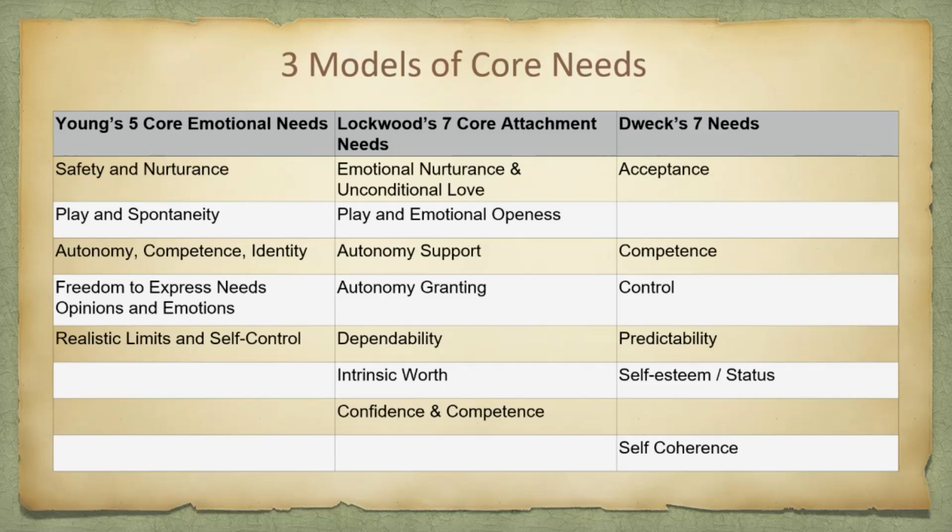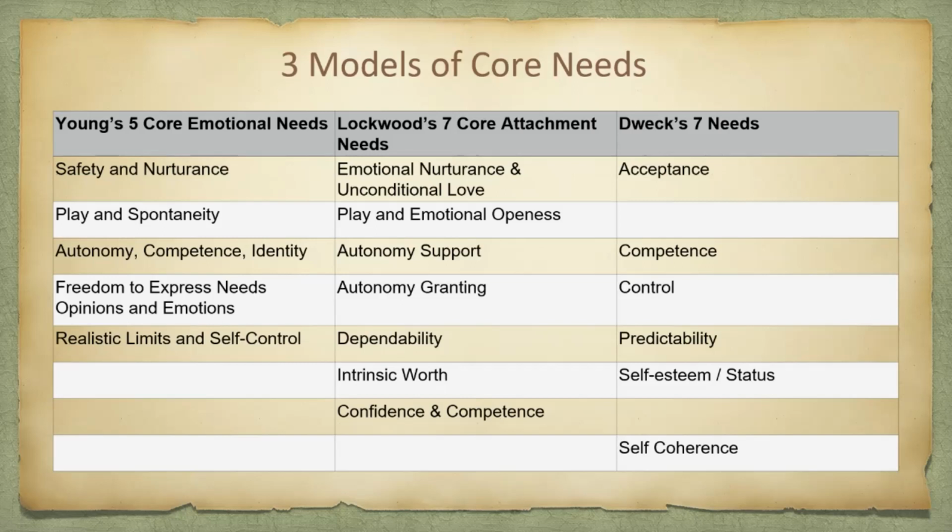Dependability: what we find in the research we did is that realistic limits and self-control come by way of a parent who is dependable, consistent, shows up on time, honors promises, and models dependability and realistic control, and then helps to internalize realistic limits. But it's focused on the parent as being dependable.